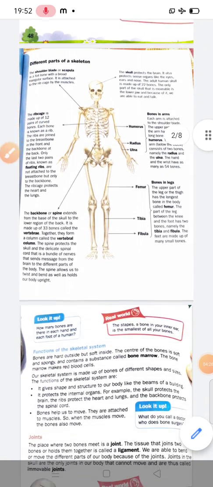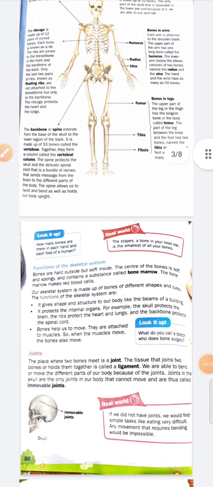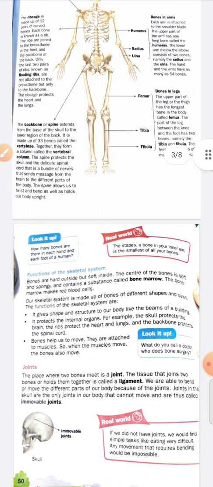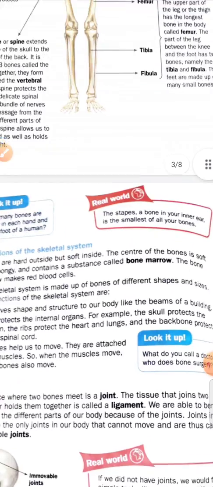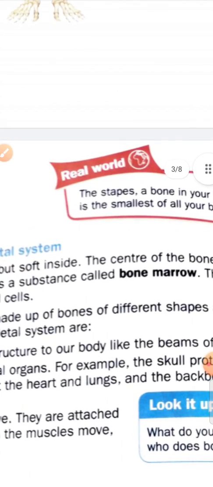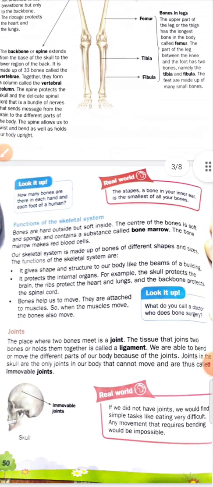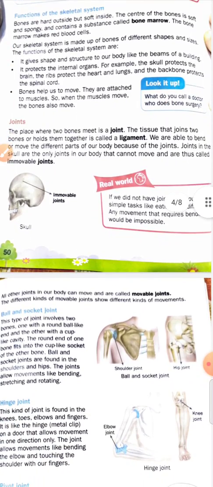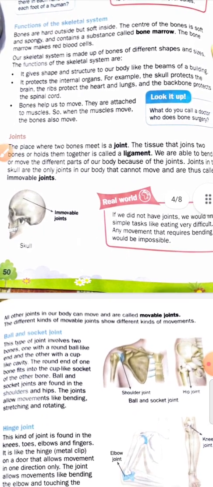Now students, we have discussed that the longest bone in the body is femur, and do you know the smallest bone in the body? Yes students, stapes, and this bone is present in the inner ear. Okay, now students, we will discuss the function of the skeletal system.